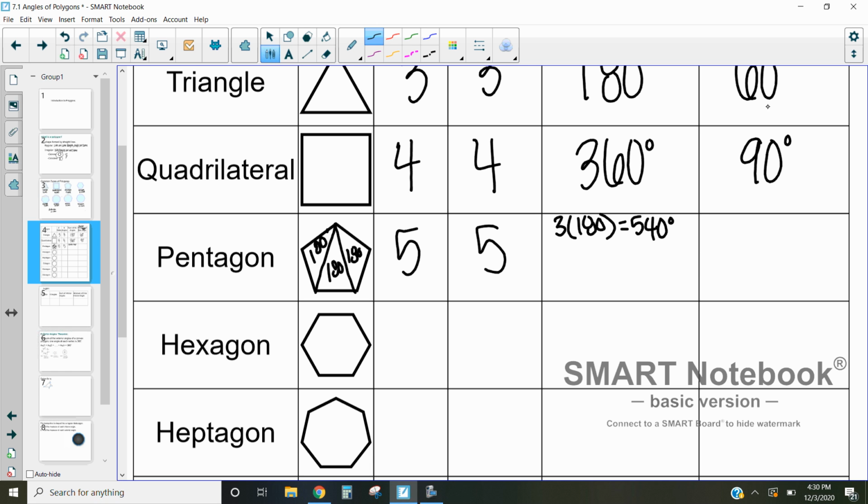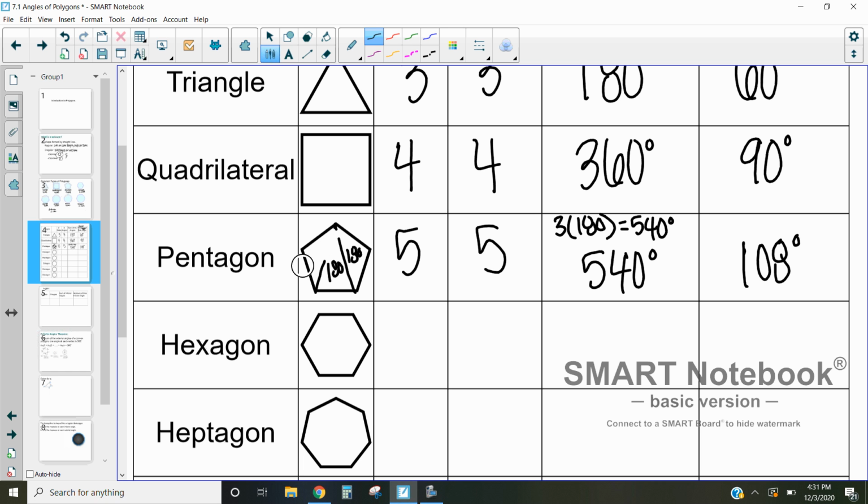Now, before, to figure out the interior angle of one of them, what we did is we took that degree, so that 360 divided by 4, and we got 90. So I'm going to do the same thing here. If I take 540 and divide it by 5, I'm going to get 108 degrees. And so that, not 180, that's not right. 108 degrees. So that 108 degrees is going to be what one of these interior angles are.